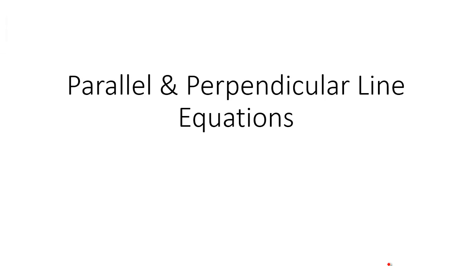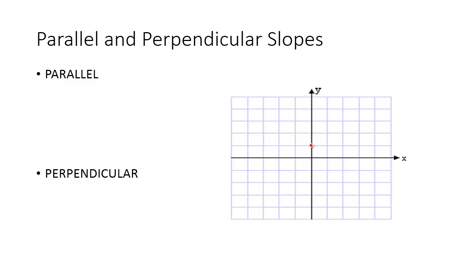This lesson is on parallel and perpendicular line equations. Let's take a line. Say we start at positive 1 as our y-intercept and we travel up 2 over 3. That's the same as going down to left 3. So that slope is going to be 2 over 3.